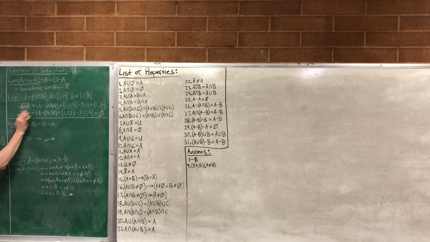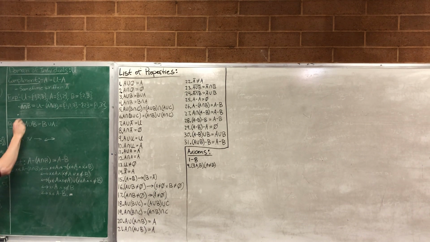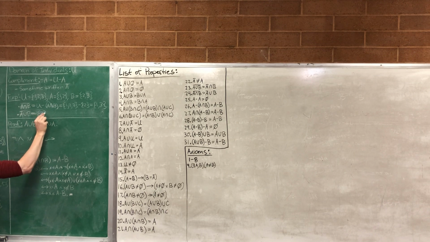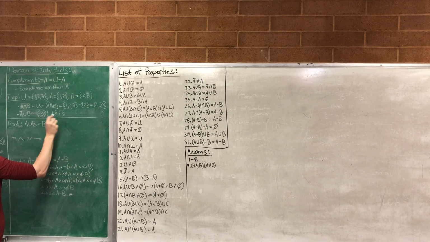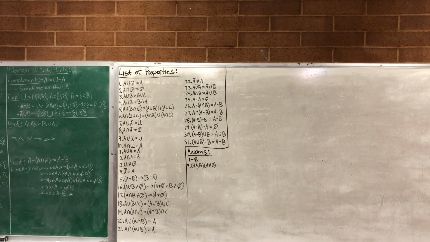Let me specify one more thing, and we'll write this one out. What if I had A complement union B complement? Before we had the complement of A union B, now we have the complement of A union the complement of B. What is the complement of A? It's going to be 3. What's the complement of B? It's 1. So 3 union 1 is equal to the set 1, 3, which was not the empty set.